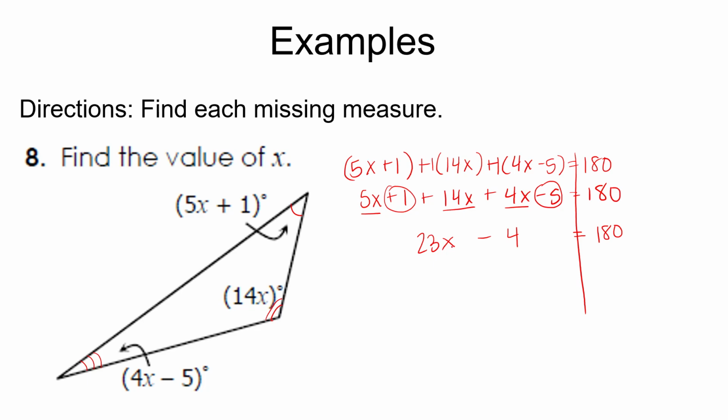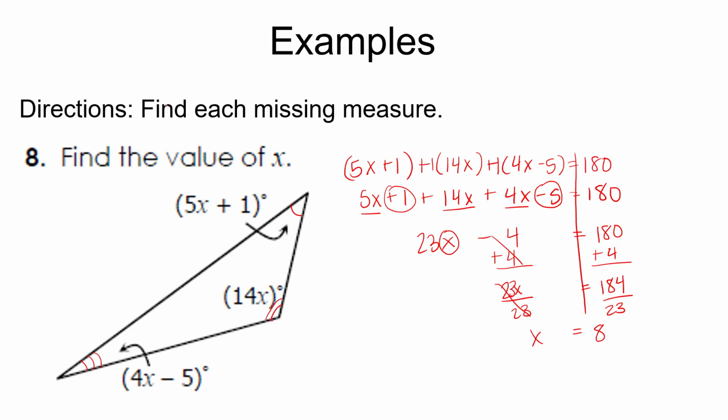Okay, next I want to get x by itself. So first I need to get rid of that minus 4. So I'm going to add 4 to both sides. All right, so I've got 23x on the left side equals 180 plus 4, which is 184. And then last I want to get that x by itself. Right now it's multiplying by 23, so I want to divide by 23. So I'm going to get x equals, and we're going to divide 184 by 23, and I got 8.